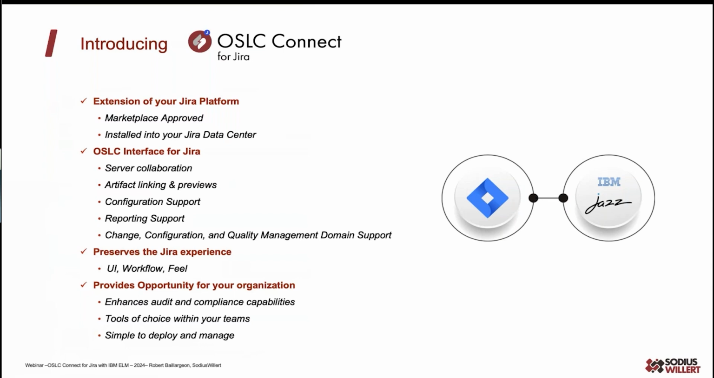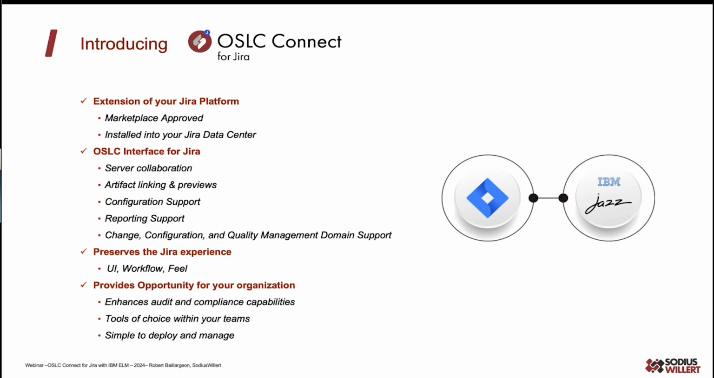To be on the Atlassian marketplace, we have to be approved, which means we have to go through rigorous tests and performance reviews with Atlassian. So you should have confidence that it's going to work in your enterprise environment. What we've added is all the server collaboration, so how Jira connects to EOM, how we do previews, how we do reporting, how we do support for these different artifact types, so changes, configuration management, as well as quality management. We'll walk through that. But really the idea here is we want to grow capability within your organization without changing your tools.